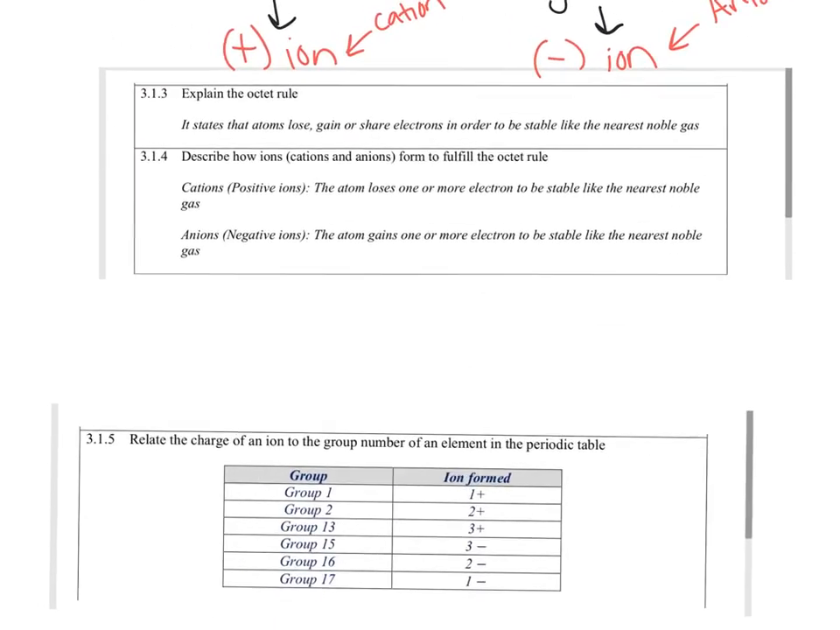Now, metals lose or gain electrons because they want to be stable like the noble gas. This is the octet rule. This states that atoms lose or gain electrons because they want to be stable like the noble gases. Noble gases are stable. Metals and non-metals are not. So everybody wants to lose or gain electrons to be stable. Noble gases, these are in group 18.